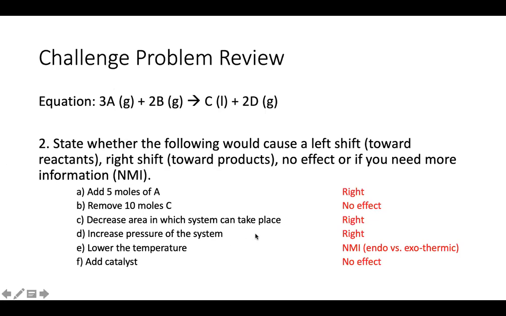D is the exact same question, right? I just worded it differently. In D, I straight up said, you're increasing the pressure of the system. In C, you had to realize that I was decreasing the volume, which means I was increasing the pressure.